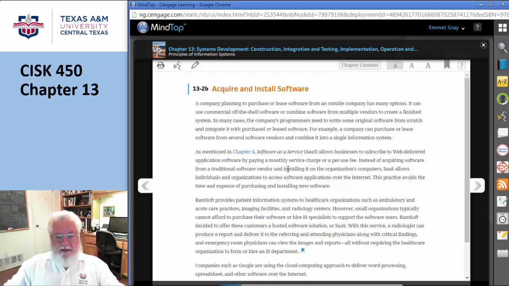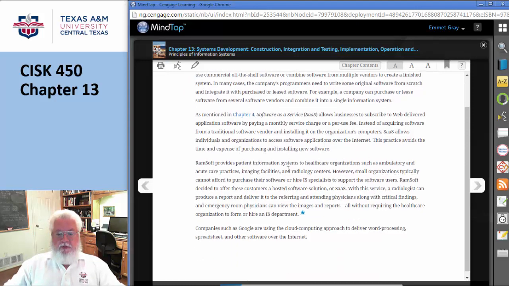Acquiring and installing software, because of cloud computing, makes it a heck of a lot easier. You could, of course, write your own. If you remember from the previous chapter, there were some pros and cons between acquiring your own software, writing your own software versus buying commercial off-the-shelf. So, remember, one of them was very quick and one was very expensive, and all the rest of that stuff.